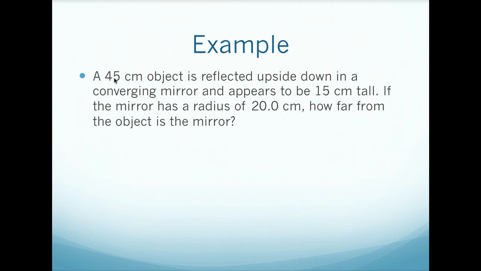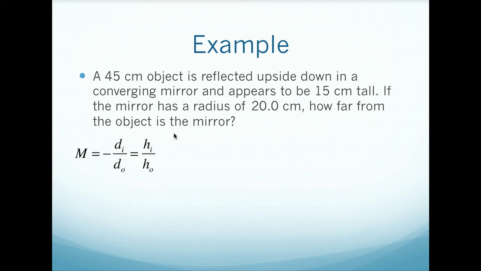You have a 45 centimeter object, that's the height of the object, reflected upside down. Since it says that it's reflected upside down, you know two things. It's a real image and your magnification is negative. It appears only 15 centimeters in height, so therefore you have a smaller image. And your radius of curvature for that mirror is 20 centimeters. Remember that focal length is half of it, so focal length for this mirror is going to be 10 centimeters. So we need to find how far from the object the mirror is located. So you're figuring out DO, which is distance to the object.